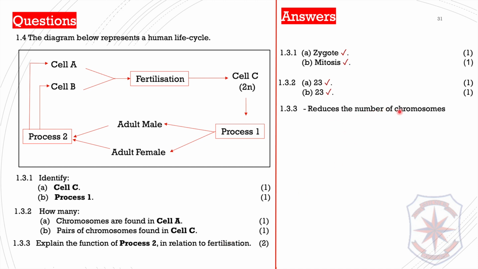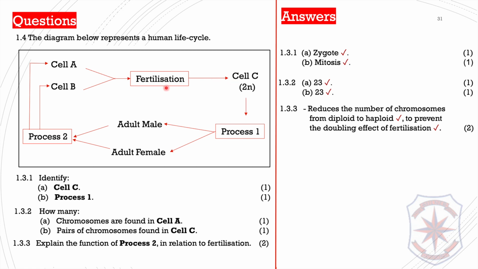Process 2 reduces the number of chromosomes from diploid to haploid to prevent the doubling effect of fertilization. Remember what we said in the previous slides, that the gametes produced by meiosis must always be haploid. Why? Because fertilization doubles whatever number of chromosomes we find in our gametes. So if it finds 46 chromosomes, it will double it to make it 92 chromosomes. That would be invalid. Human beings cannot have 92 chromosomes in their zygotes.